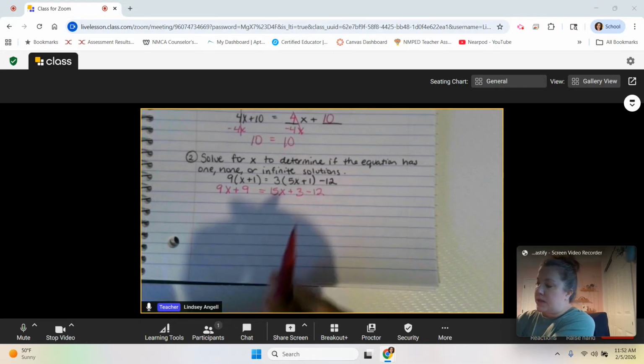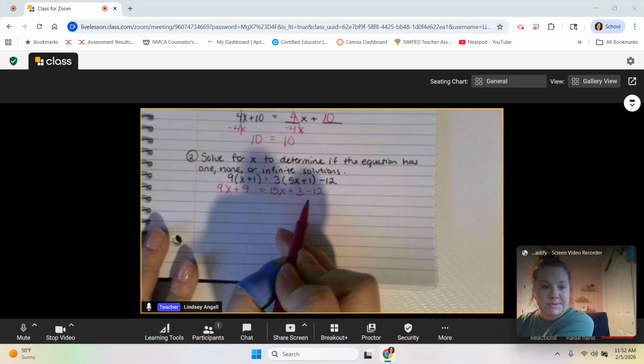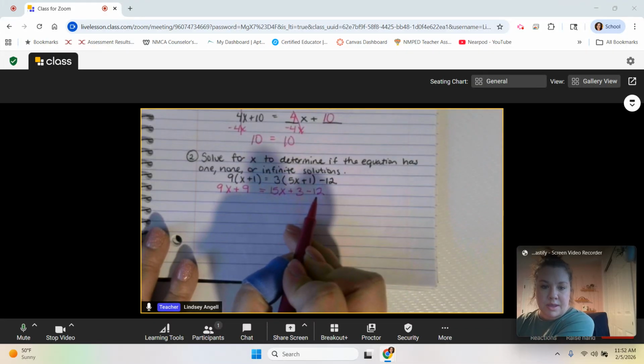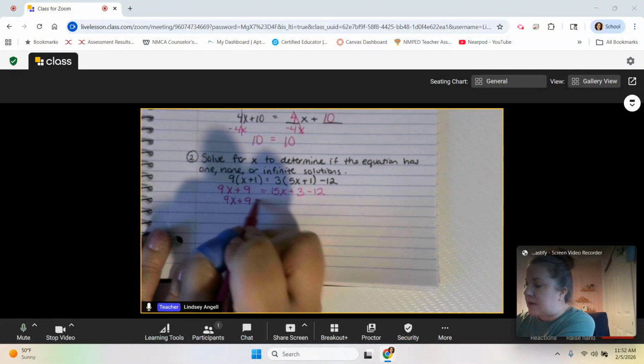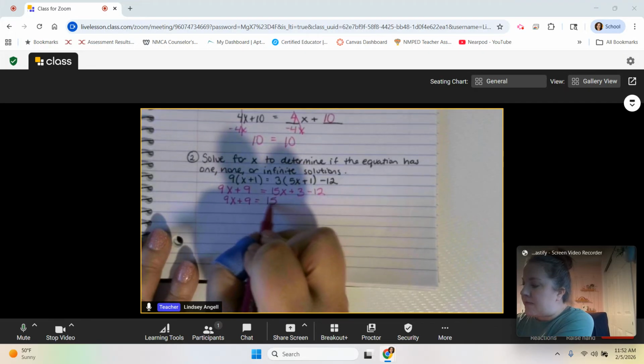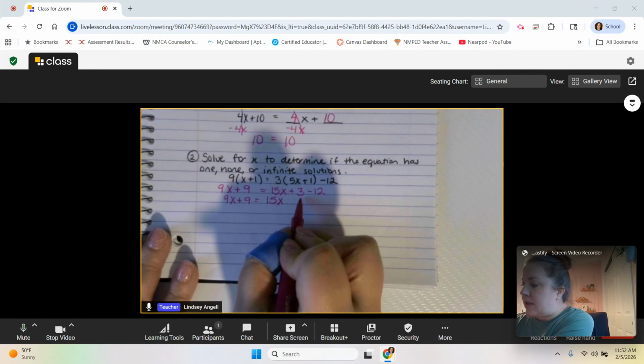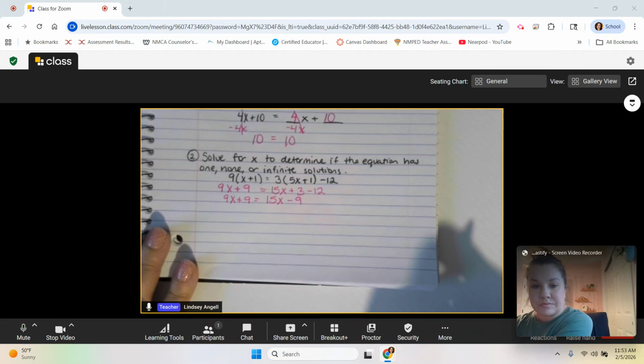Okay, so I can combine like terms right here. I've got 3 minus 12. Well, let's see, we've got 9x plus 9. I'm going to leave that side alone. But then we have 15x. And then 3 minus 12 is negative 9, so that would be negative 9.